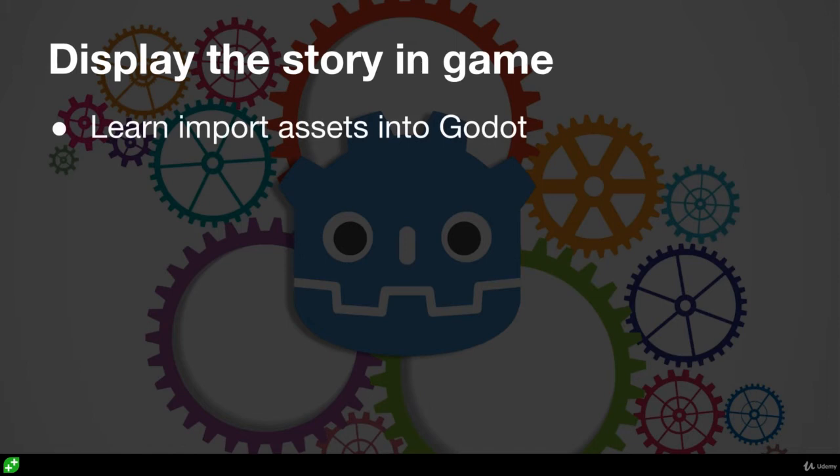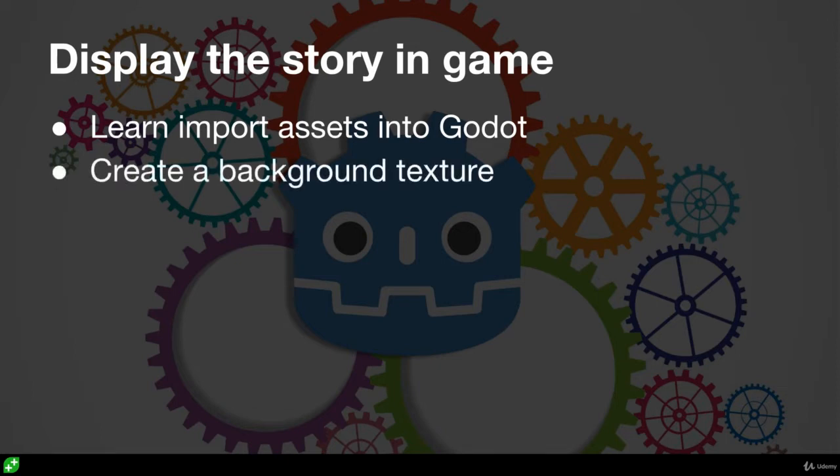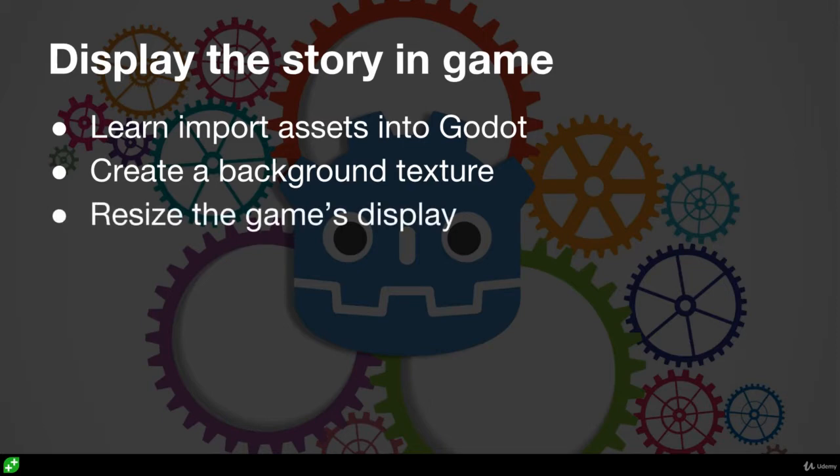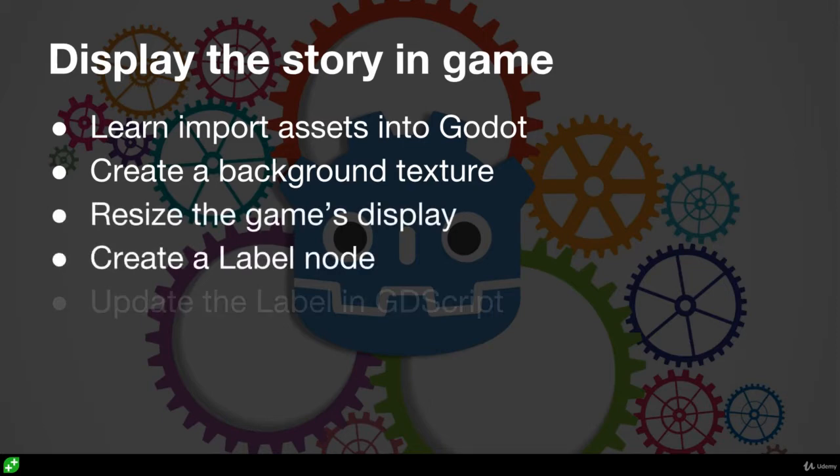Specifically, we need to look at how to import assets into Godot. We don't want that weird blank gray screen that's just the default background. We want to show pretty things. So how do we get pretty things in game? We're going to create a background texture. When I say create a background texture, I've provided you with a texture. We're going to create it in the game. We're going to resize the game's display or look at the options of how to do that. And then we're going to create a label node and update the label with our script.